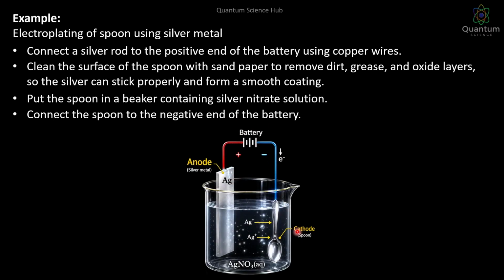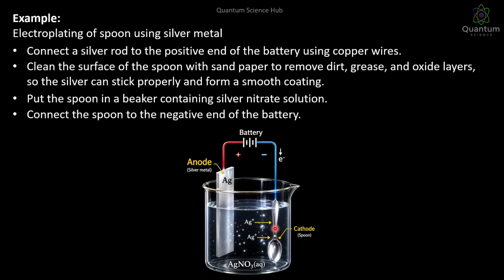Again, the spoon is connected at the cathode and the silver metal is connected to the anode. And since you want to cover this spoon by using silver metal, the solution here also contains silver ions, so we can use silver nitrate. So all the ions from this metal will move to the spoon. So the spoon will become thicker and will be covered by silver metal.